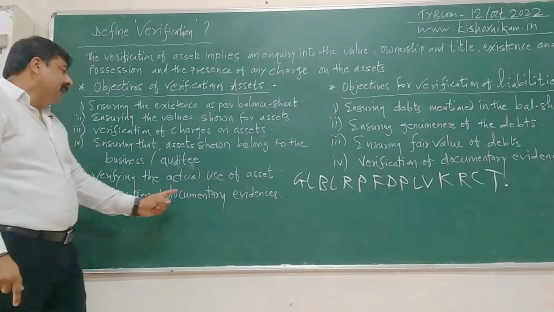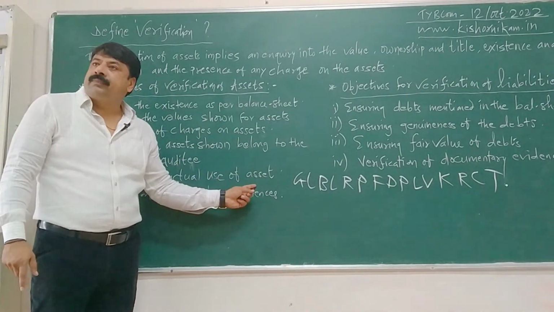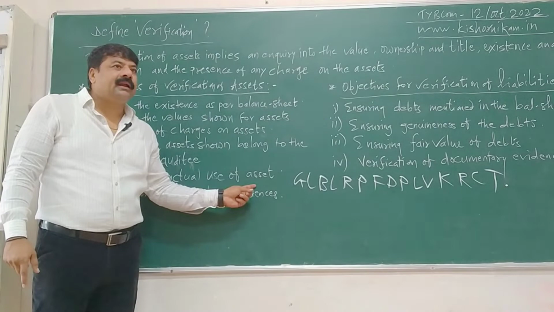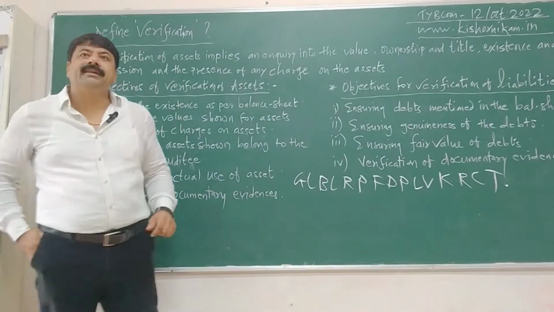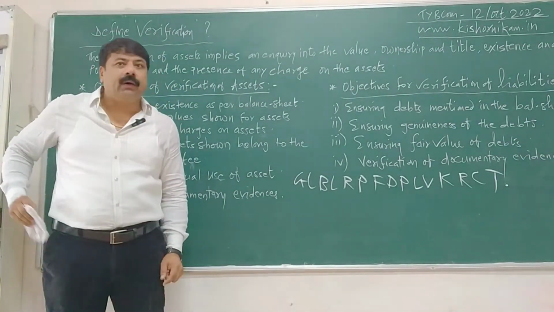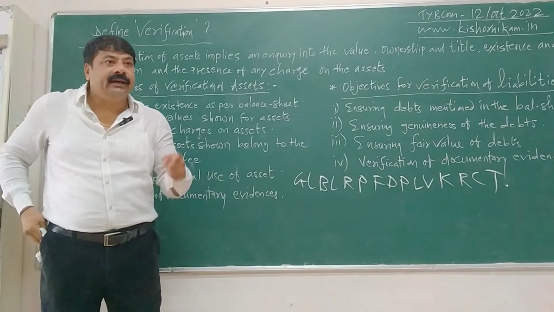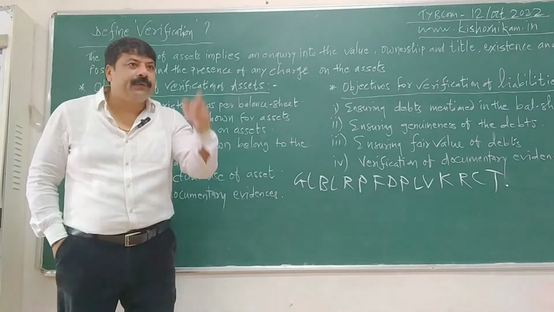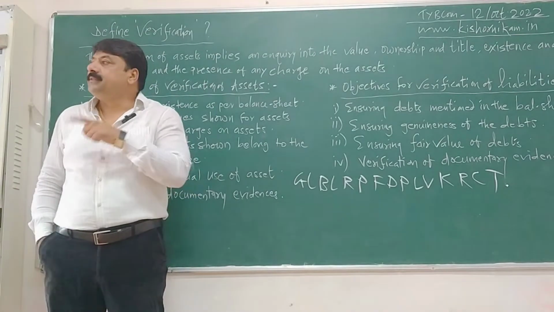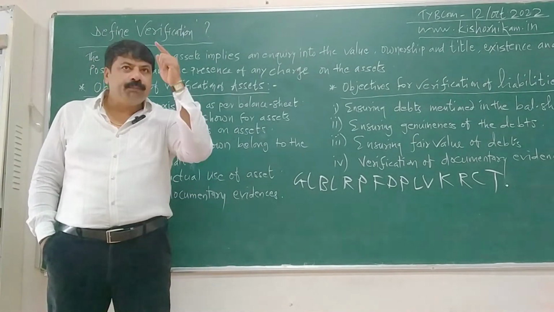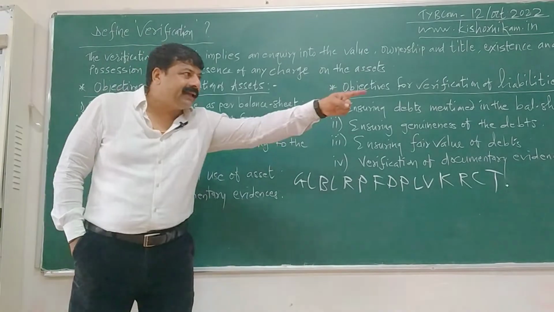Clear? Verifying the actual use of the asset. If vehicles of the company are deputed at the residential house of directors, not allowed. Is that clear? What is the actual use of assets? That should be physically verified. That is called physical verification. Very important aspect. The auditor has to visit that asset.